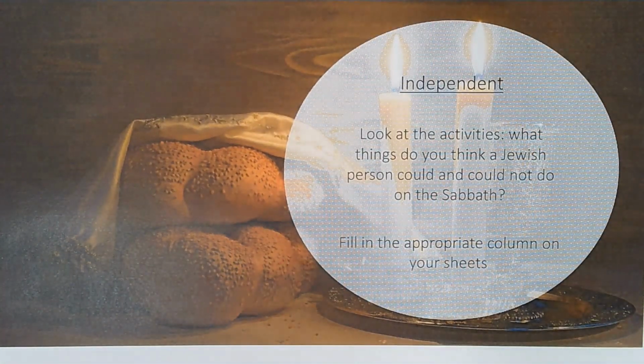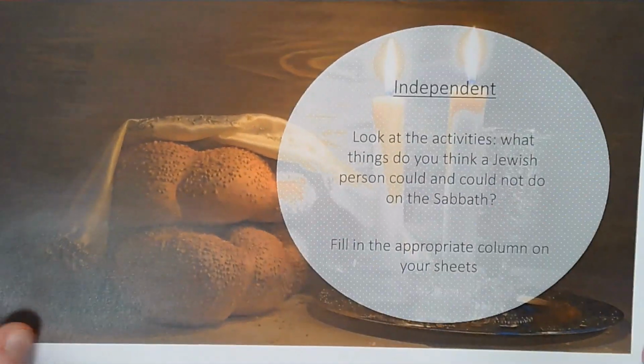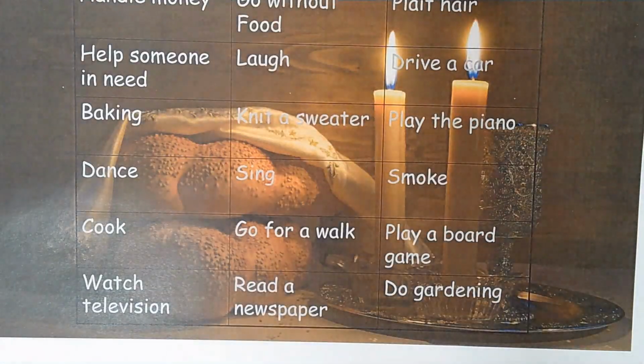So our independent task is, you're going to look at the activities. I will show you these activities in a moment. And then based on those, what things do you think a Jewish person could and could not do on the Sabbath? I have given plenty of examples of what Jewish people can and cannot do on the Sabbath. You have watched 2 videos. If you have not watched them, I really encourage you to watch them now, as they explain what you can and cannot do on the Sabbath as well. And then you would fill in the columns on your sheet. So let me show this to you so you can understand it better.